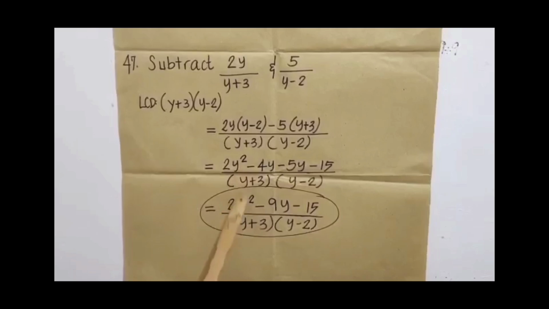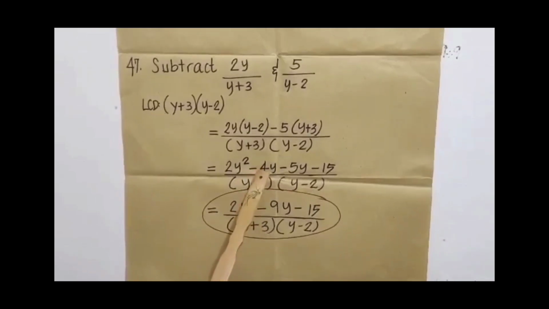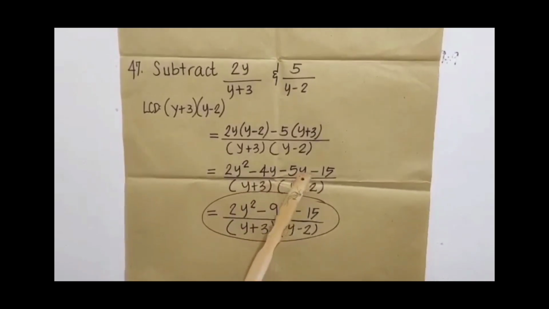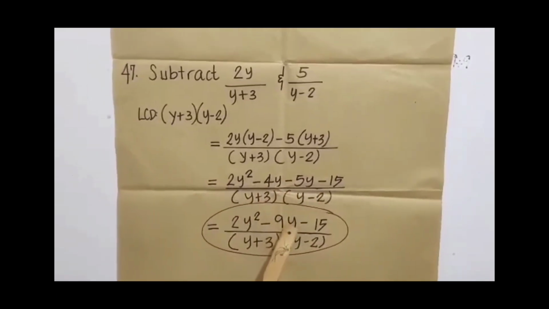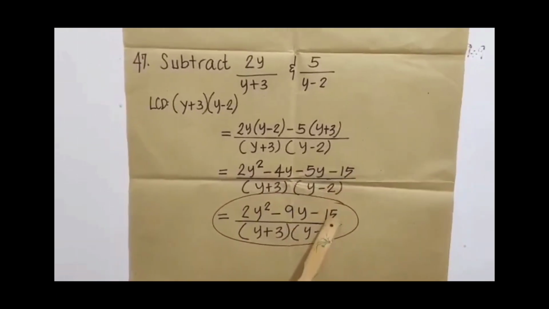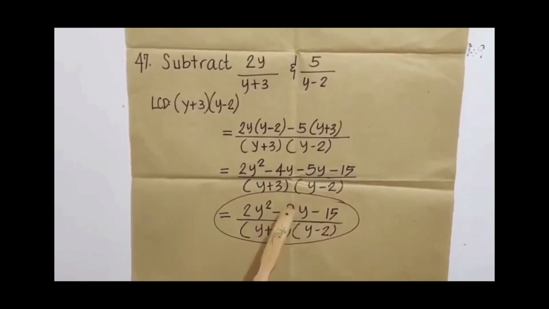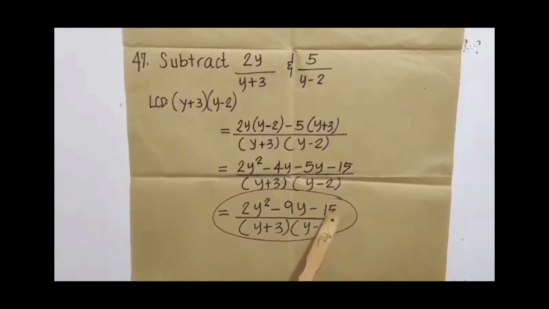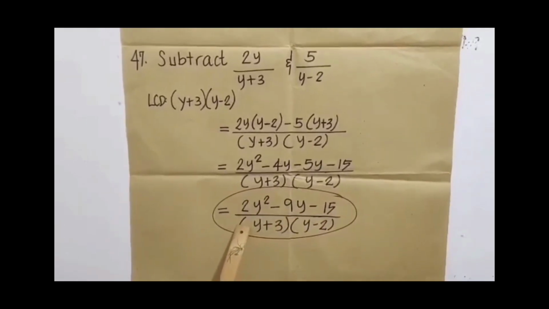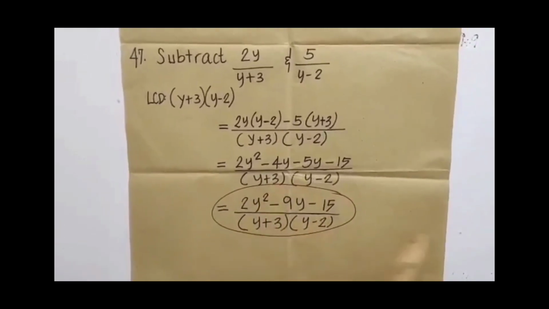Then we simplify the numerator by combining like terms. So 2y squared, just copy. We have negative 4y and negative 5y, which we combine because they are like terms. We have negative 9y, and copy negative 15. Since we cannot factor 2y squared minus 9y minus 15, this is now our final answer. Just copy the denominator.